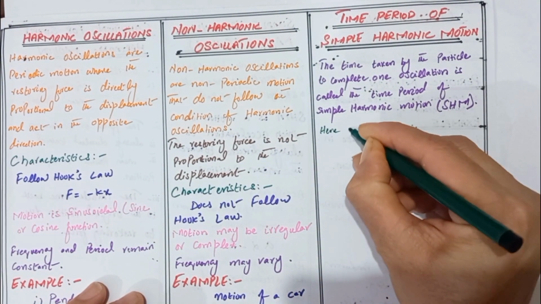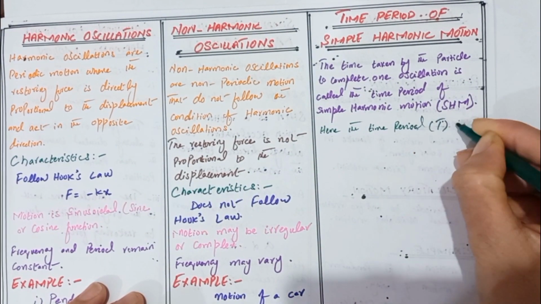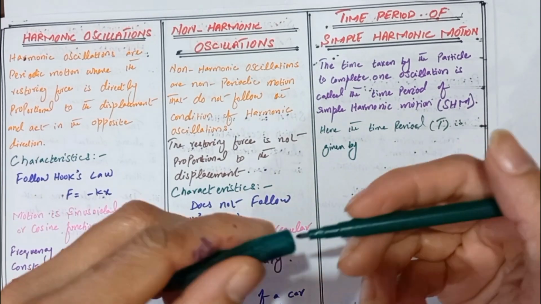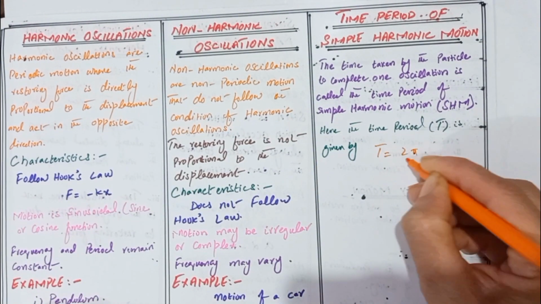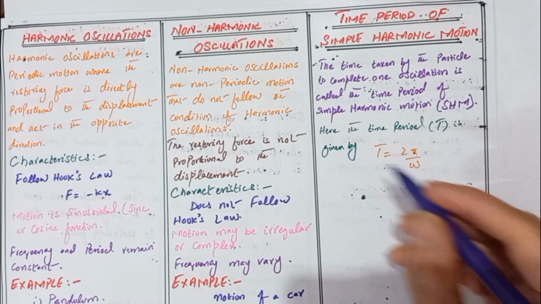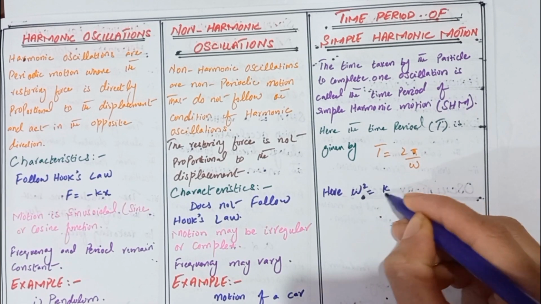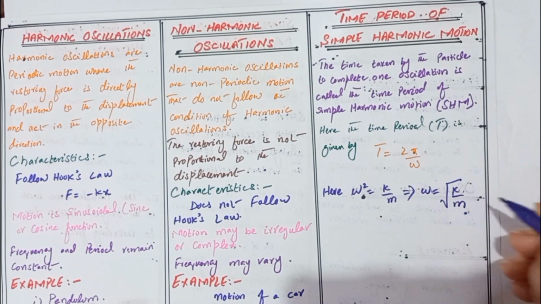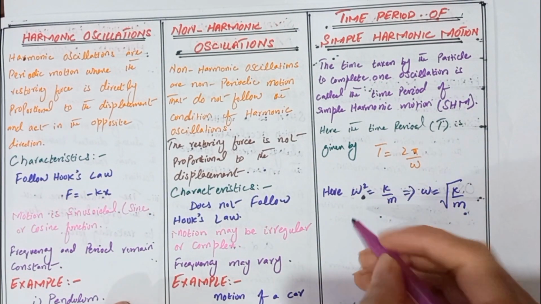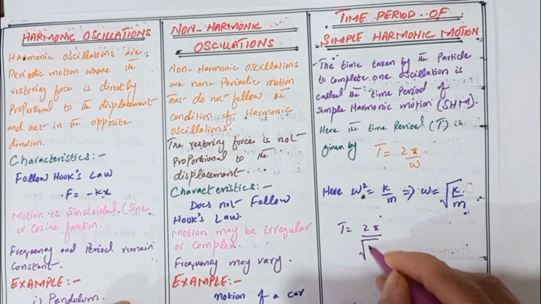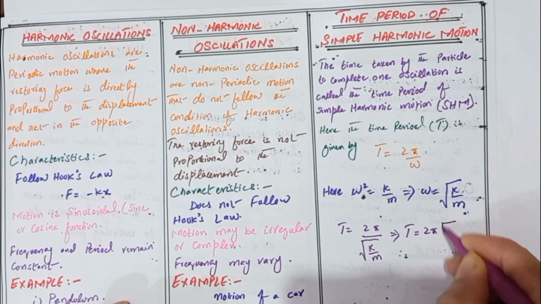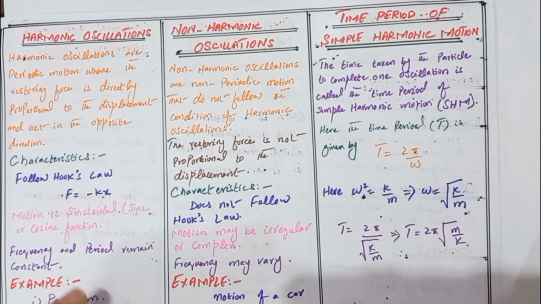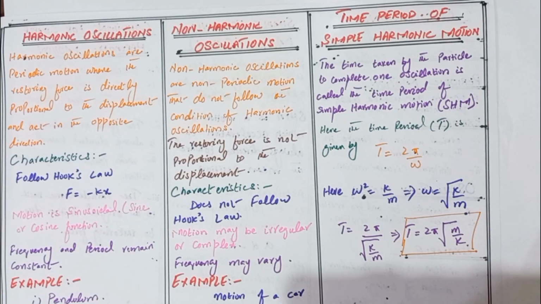Here the time period T is given by T is equal to 2 pi over omega. Here omega square is equal to k over m, so omega is equal to under root k over m. So the equation becomes T is equal to 2 pi under root m over k. So this is the time period of simple harmonic motion.